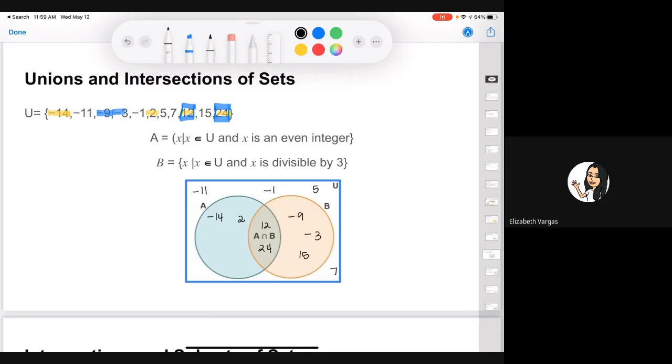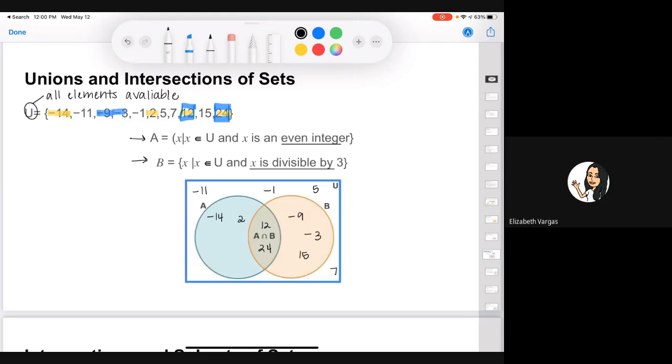Okay, so what I've done is I've taken my universal set. Remember, my universal set means all of my possible elements available. So I've taken all my universal sets and I've divided them into A, values that are even numbers or even integers, and values that are B, divisible by 3. And then I've put them into this diagram. So in A, I have all my even numbers. In B, I have all my numbers divisible by 3. In the center, I have all my even numbers, which are also divisible by 3. And then on the outside, I have all those extra numbers that I have.